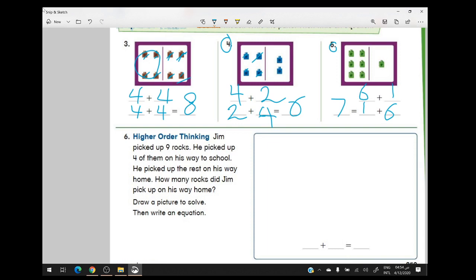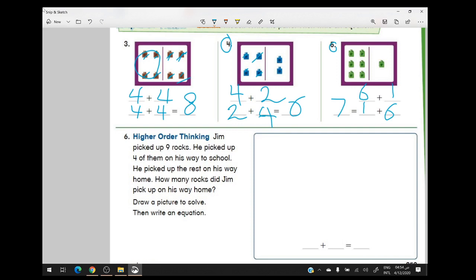Let's see the higher order thinking. Jim picked up 7 rocks. He picked up 4 of them on his way to school. He picked up the rest on his way home. How many rocks did Jim pick up on his way home? Draw a picture to solve and then write the equation.